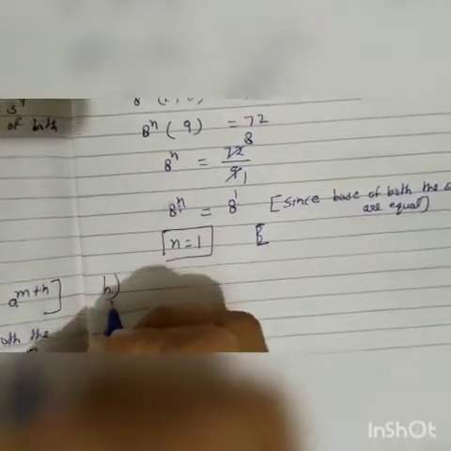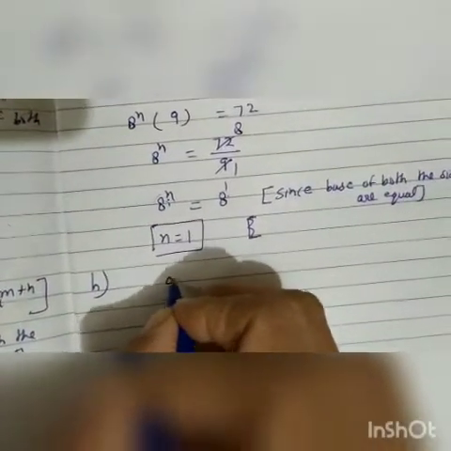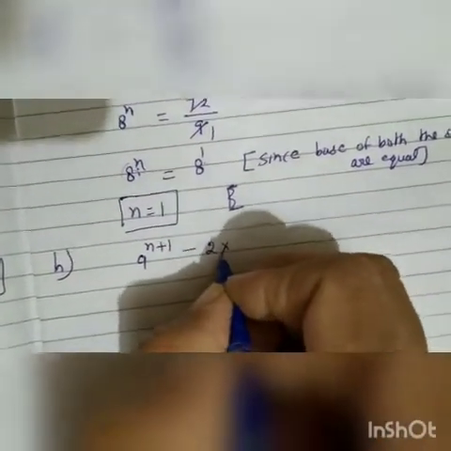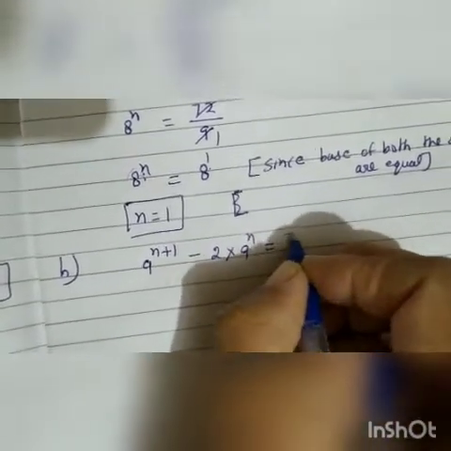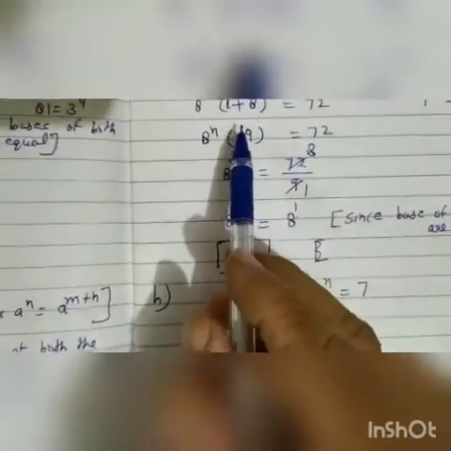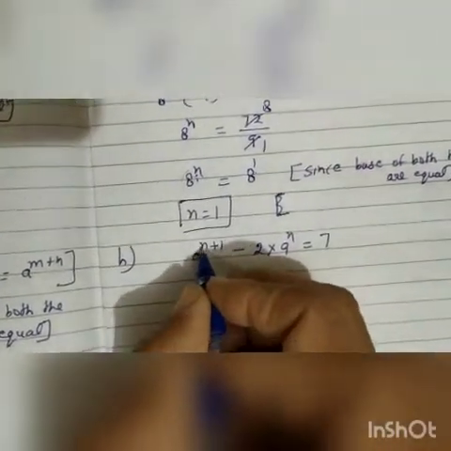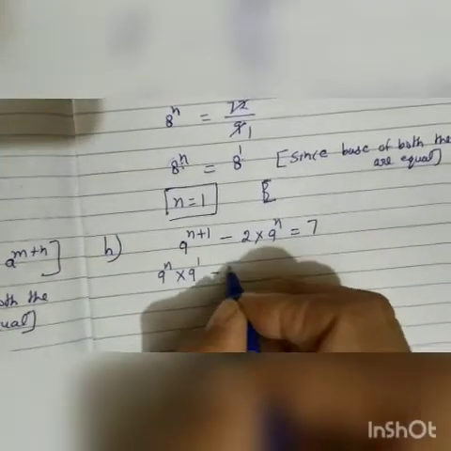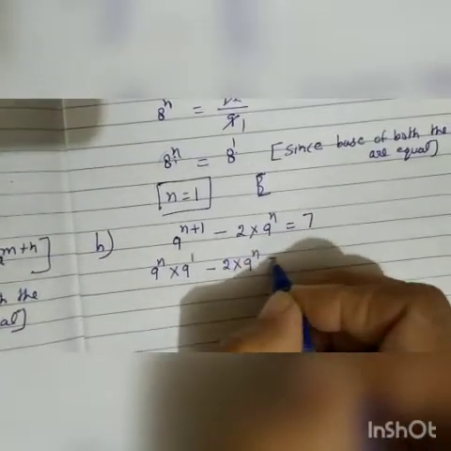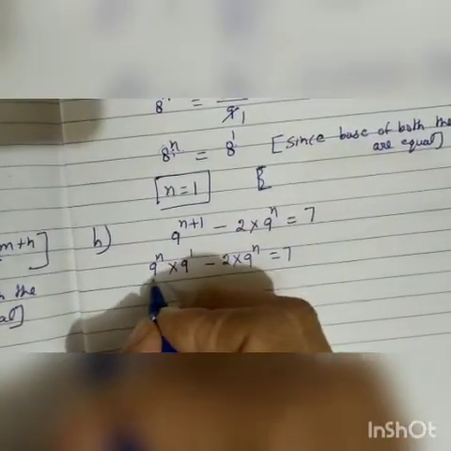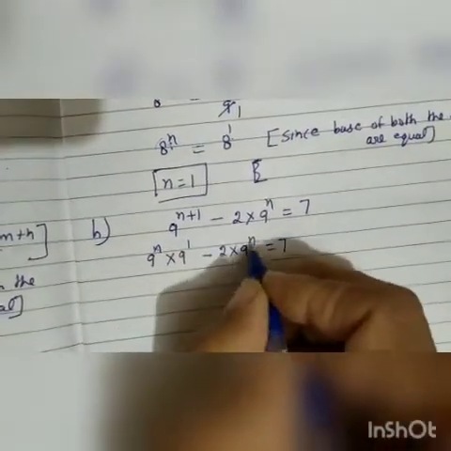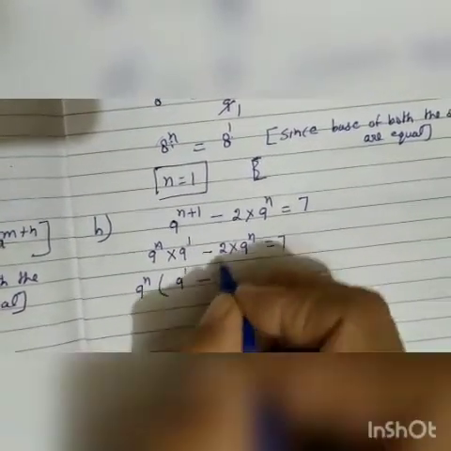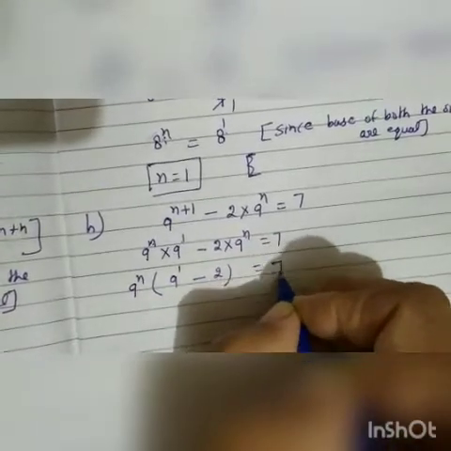Come to part H. H is 9 power n plus 1 minus 2 multiplied by 9 power n is equal to 7. Again we will follow the same pattern, same rule. 9 power n plus 1 can be written as 9 power n into 9 power 1 minus 2 multiplied by 9 power n is equal to 7. Now again from here 9 power n can be taken as common. Then 9 power 1 minus this 2 left is equal to 7.